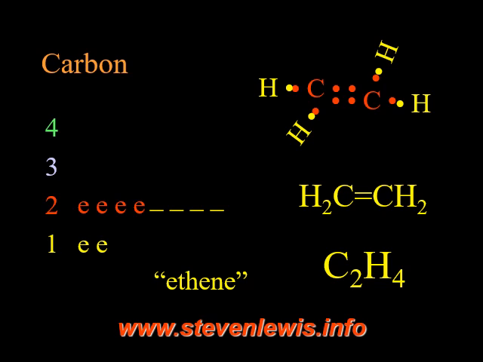And we can symbolize this by having 2 carbons with 2 lines connecting them. We call this a double covalent bond. And then each carbon also has single covalent bonds with 2 hydrogens. We call this compound ethene, and we can write it C2H4.